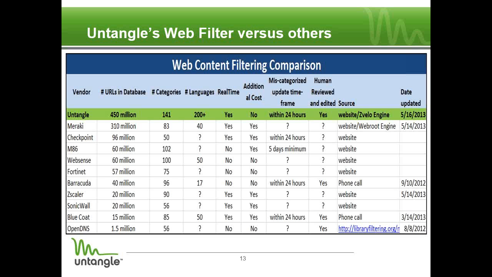And the miscategorization update time frame was within 24 hours. So if something's miscategorized, we can easily get that corrected. And then also it's human reviewed and edited by the web analysts that we talked about previously. You'll notice some of the other popular competitors and just how much more Untangle is doing than they are from the content filtering standpoint. And some of you that may be on the call that are using some of these other competitors, certainly feel free to download us and try us out and compare it to your existing solution. I think you'll find that we do quite a bit better than a lot of these other providers.